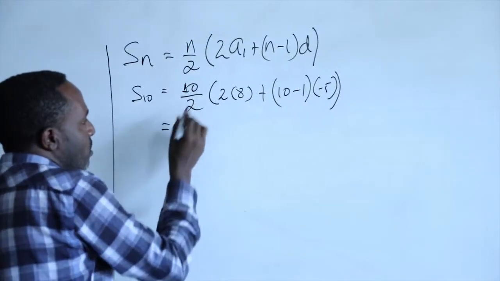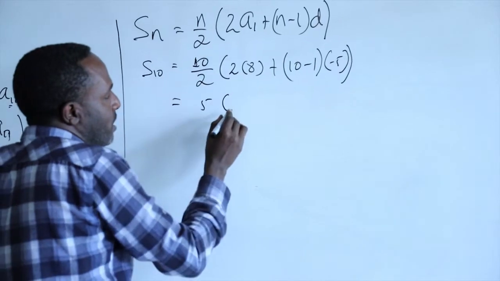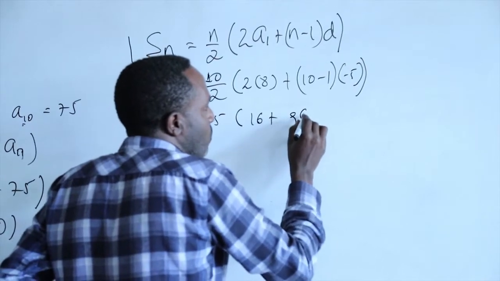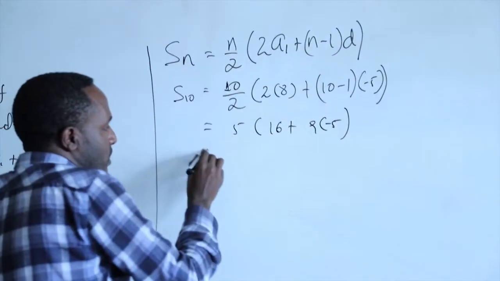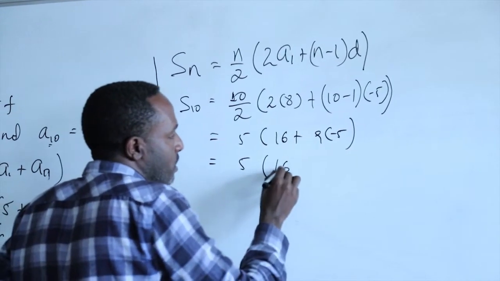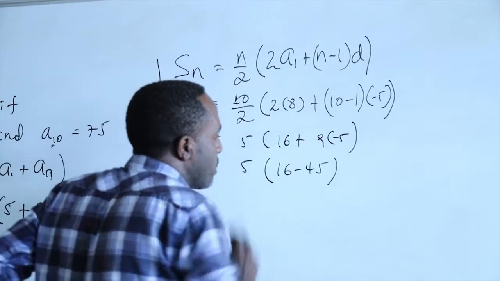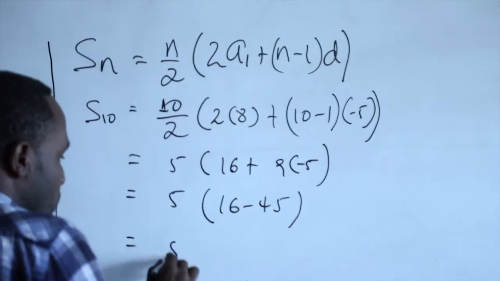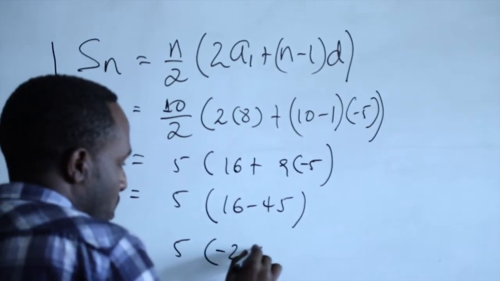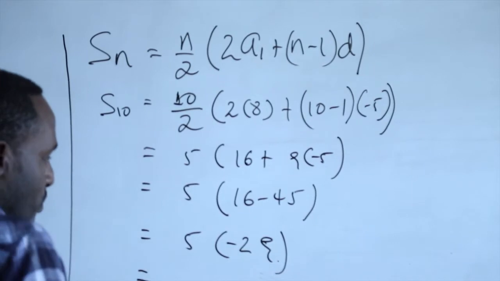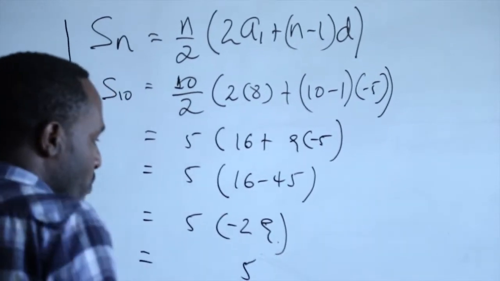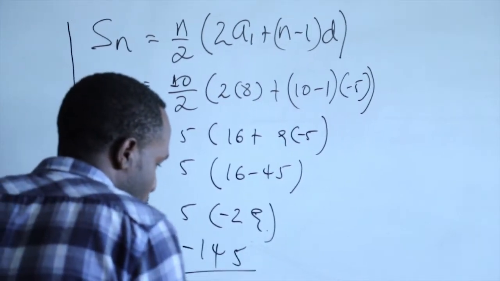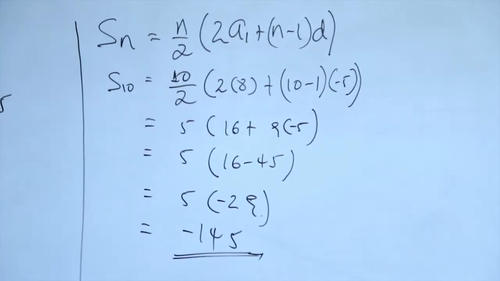From this, we can calculate: this equals 5 times (2 times 8 is 16, plus 10 minus 1 is 9, 9 times negative 5). So this can be simplified to 5 times 16 minus 45, because 9 times negative 5 is negative 45. That equals 5 times negative 29. 5 times 29: 5 times 9 is 45, we carry 4, 5 times 2 is 10, 10 plus 4 is 14, which equals negative 145.